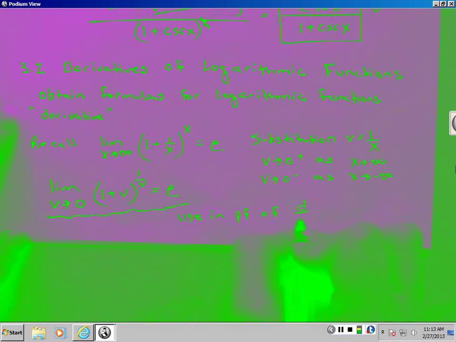What is the derivative with respect to x of ln of x? I'm not expecting you to pull this out of thin air. I will expect you to use it once you find out what the derivative of ln of x is. But we like to show things. Why is the derivative of ln of x what it is? So let's start with what is the derivative of ln of x?